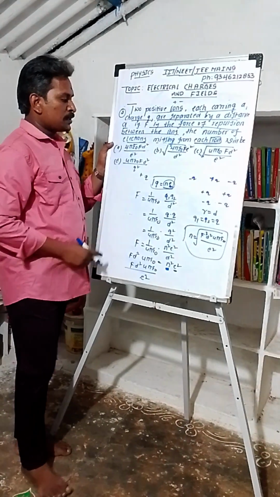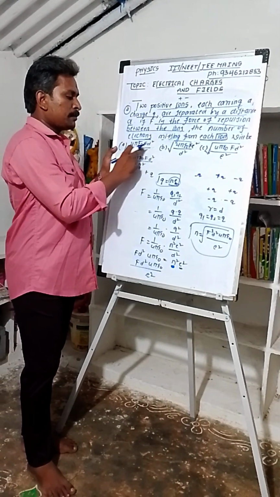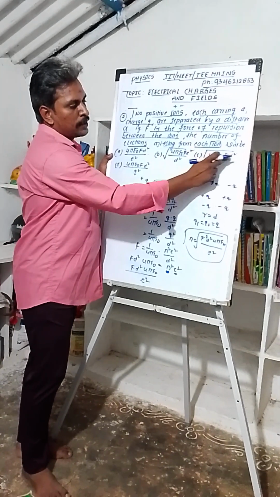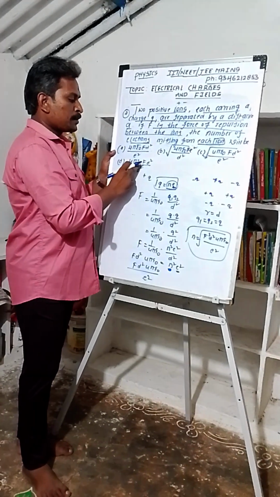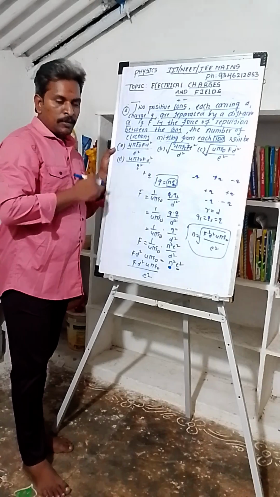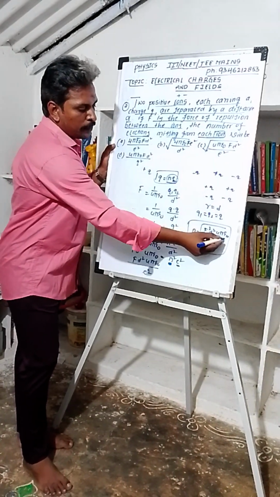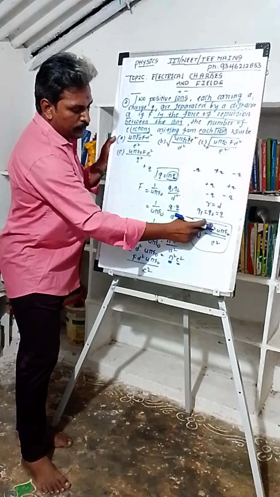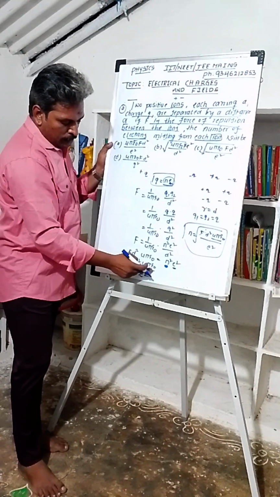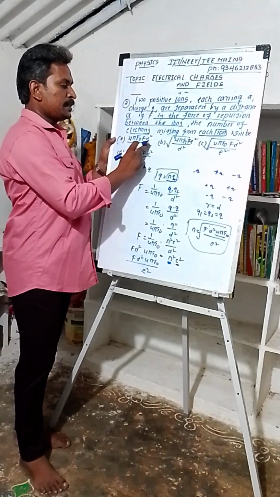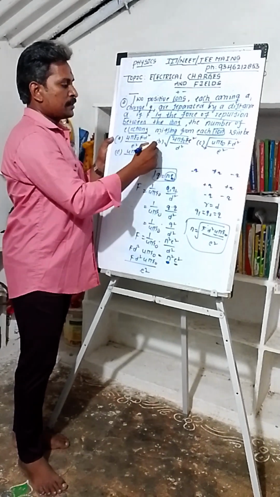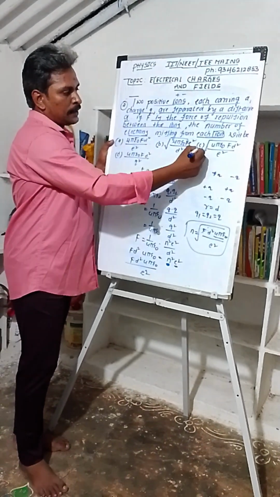What is the correct option here? 4 pi epsilon naught F d square by e square, 4 pi epsilon naught F e square by d square, 4 pi epsilon naught F d square by e square, 4 pi epsilon naught F d square by Q square. What is the correct answer? It is the square root of 4 pi epsilon naught F d square by e square. This is the correct answer.